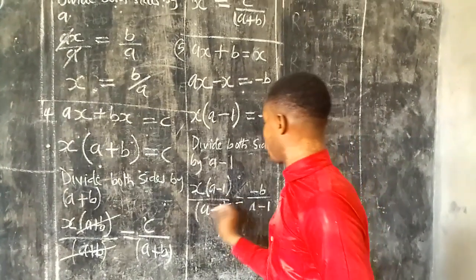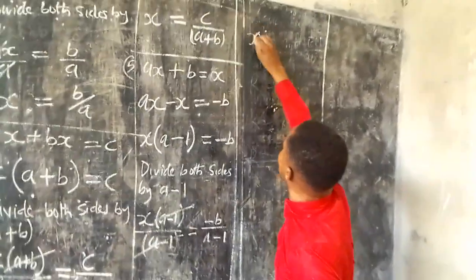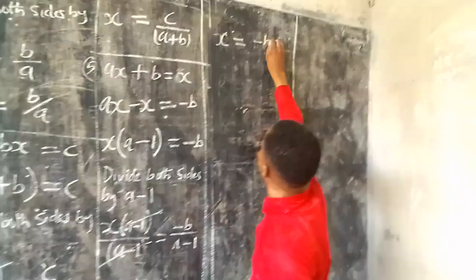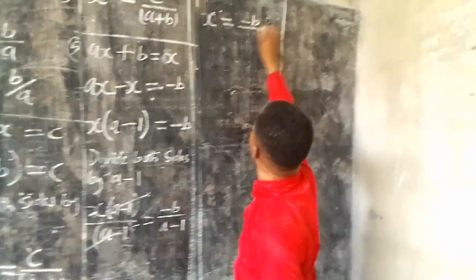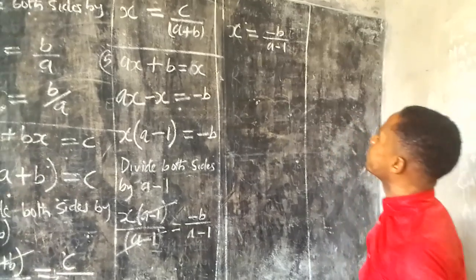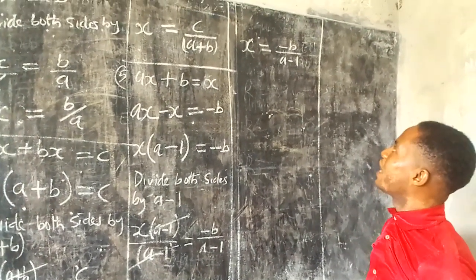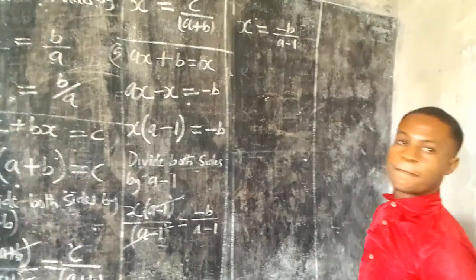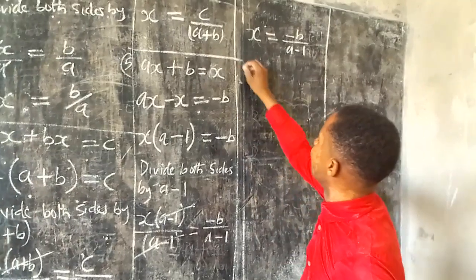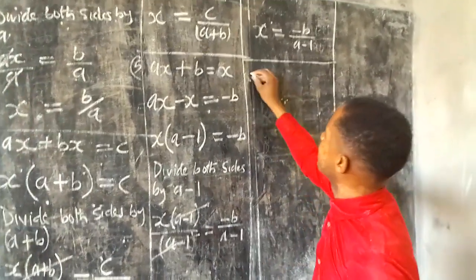Alright, a minus 1 cancel a minus 1. What we have is what? x equals minus b all over a minus 1. Alright? So that is what you have as your answer. Alright, so we move over to the 6th one.